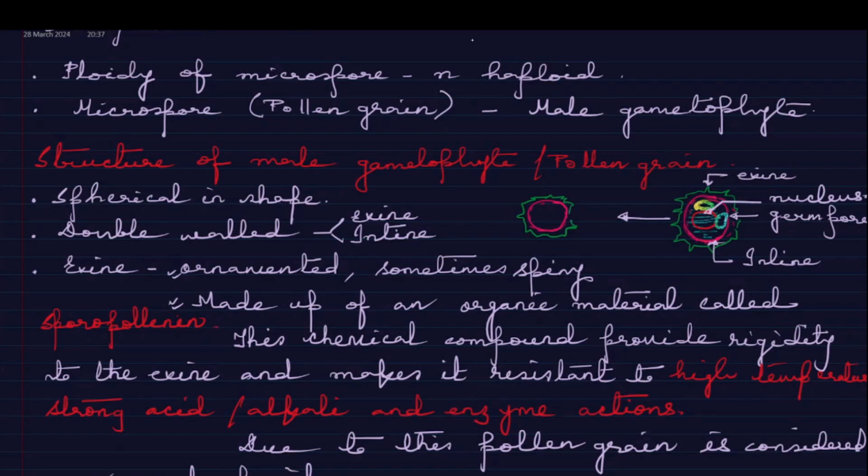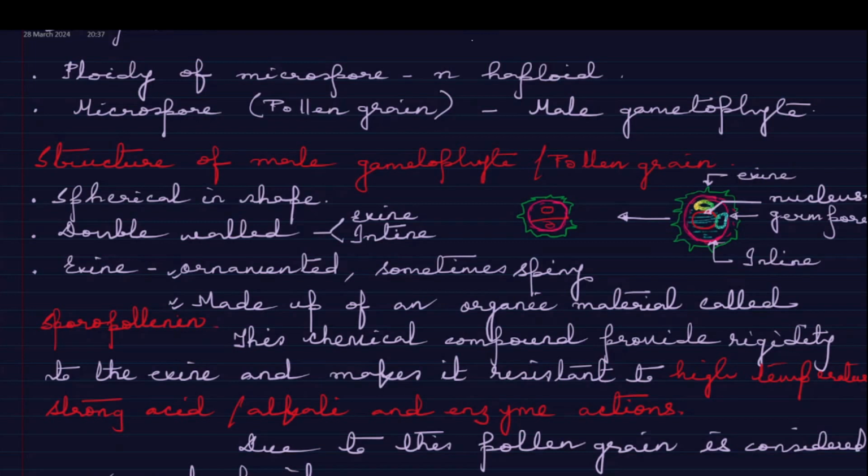And now the nucleus, mitotically it will divide. How is it dividing? Mitotically. And this whole cell, this pollen grain, will give rise to two cells. One is bigger, with the nucleus. Another will be smaller.